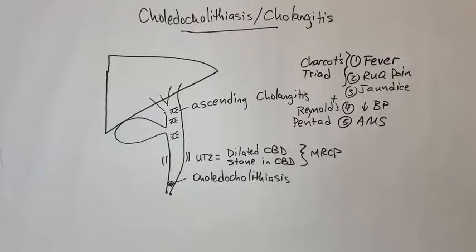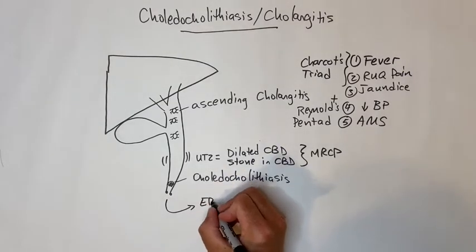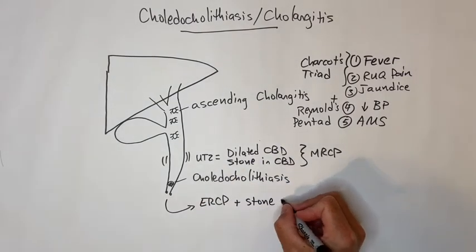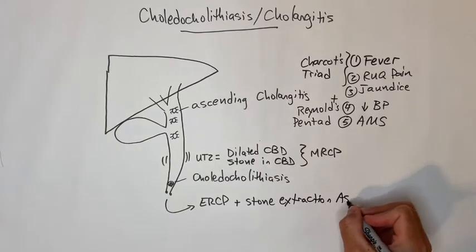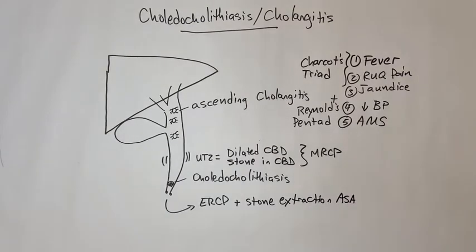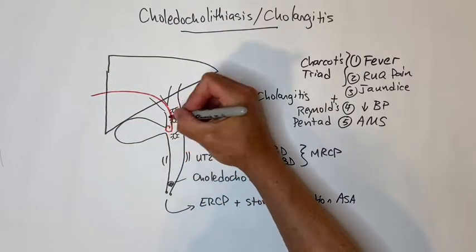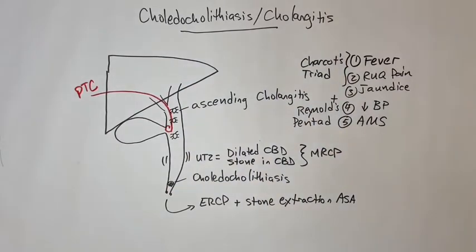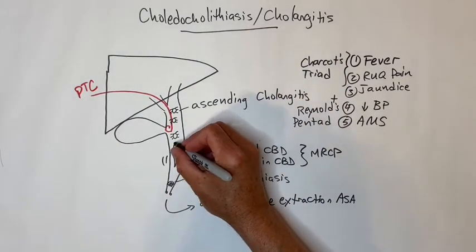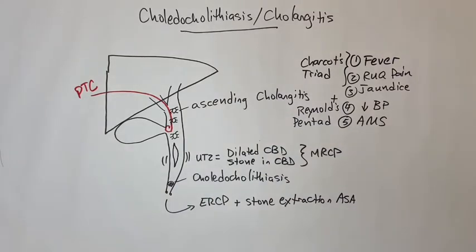Choledocholithiasis is an emergency, and it's treated with ERCP and stone extraction as soon as possible. If a patient is too septic, another option is a percutaneous transhepatic cholangiography, or a PTC drain, which will drain bile out through the liver. If neither of these are possible, then you should do a surgical common bile duct exploration.